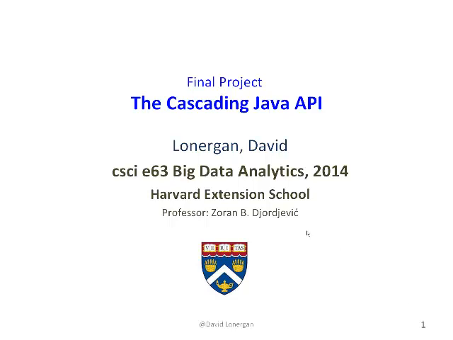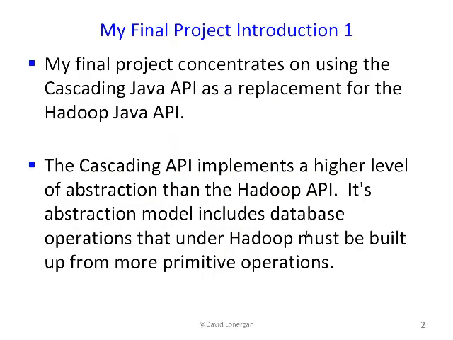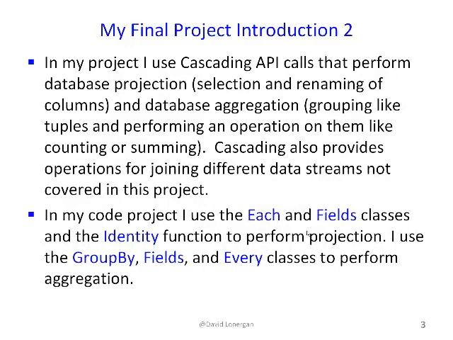This is my full video from my big data final project about the Cascading Java API. My final project concentrates on using the Cascading Java API as a replacement for the Hadoop Java API. The Cascading API implements a higher level of abstraction than the Hadoop API. Its abstraction model includes database operations that under Hadoop must be built up from more primitive operations.